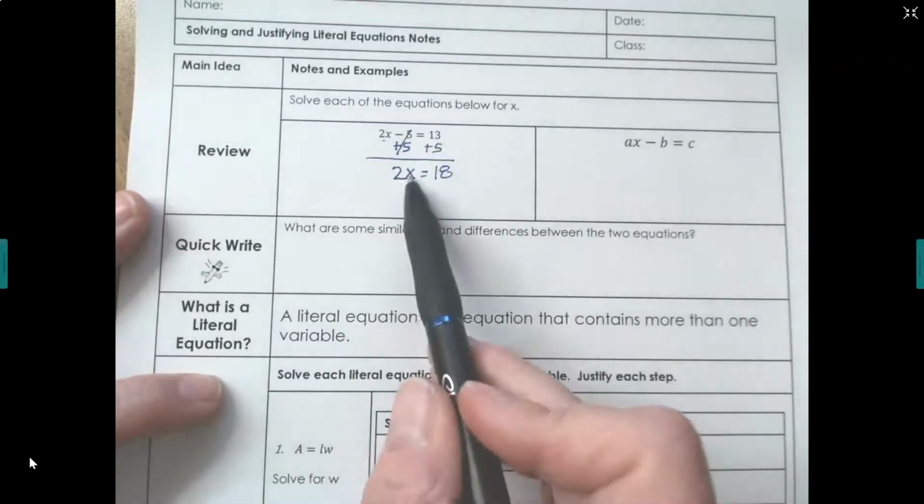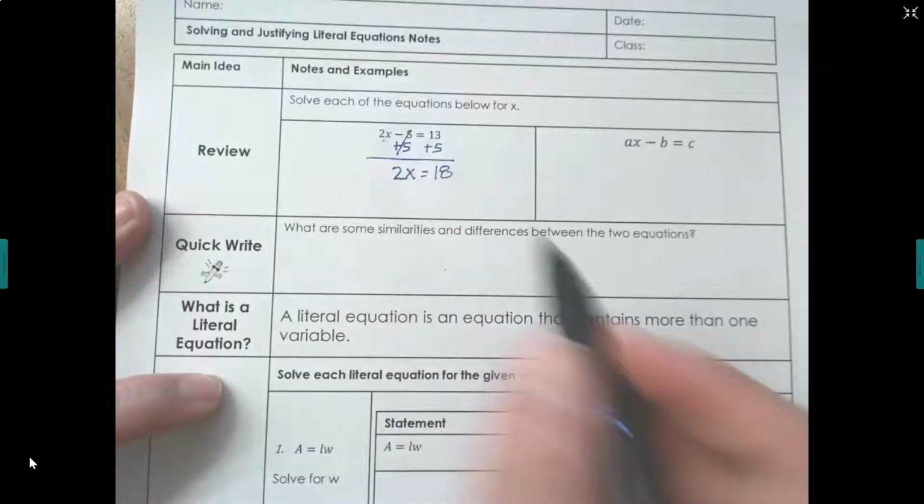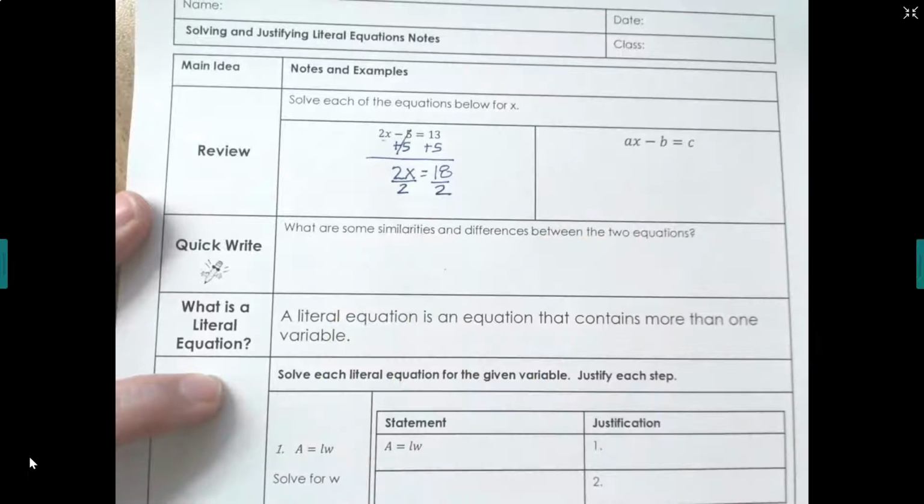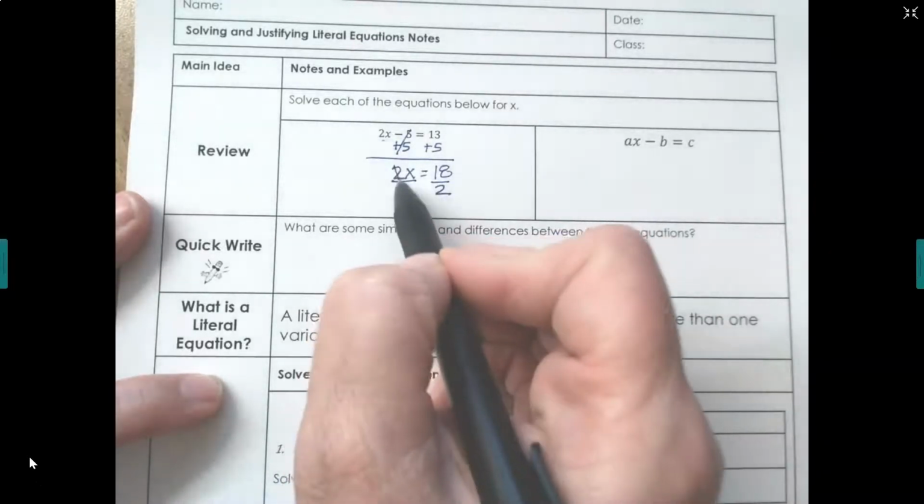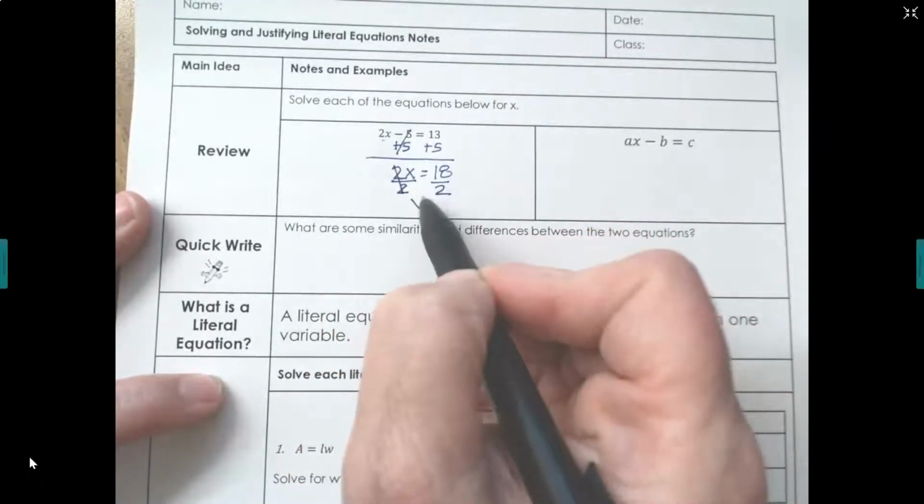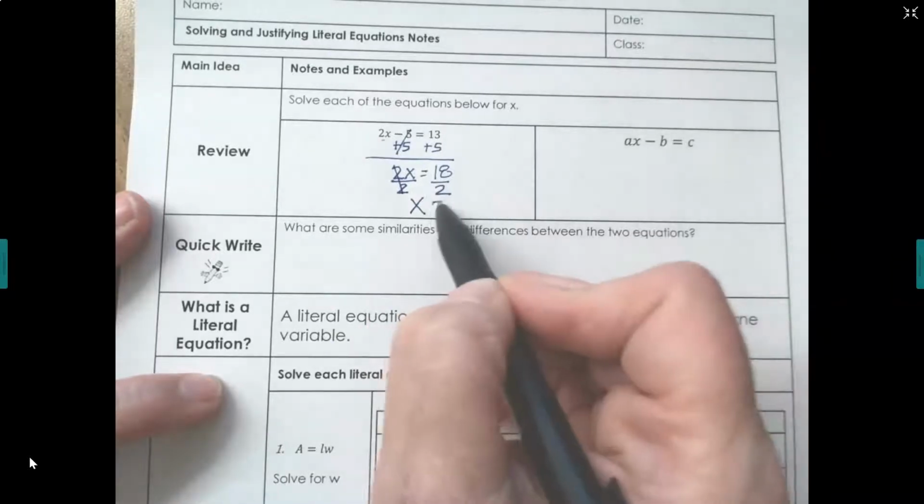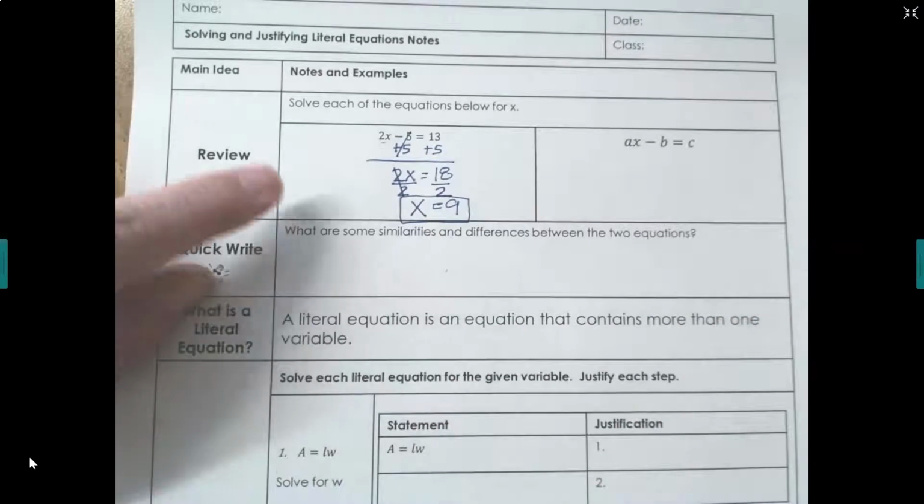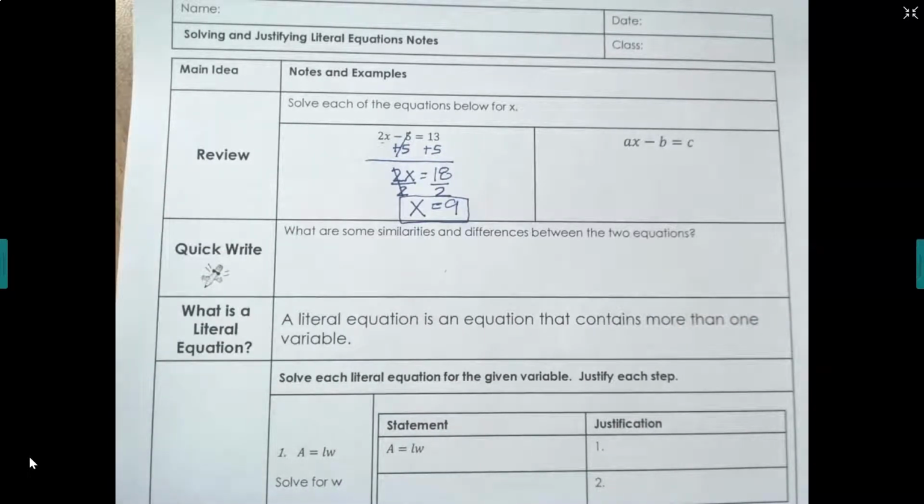Now this is 2 times x. To undo multiplication, you divide, so we're going to use the division property on both sides. 2 divided by 2 cancels to a positive 1, leaving x. 18 divided by 2 equals 9. Okay, so we've done this. That was a two-step equation. We had to do two things to get x alone.